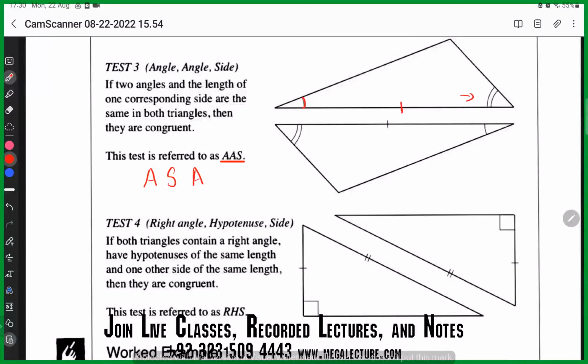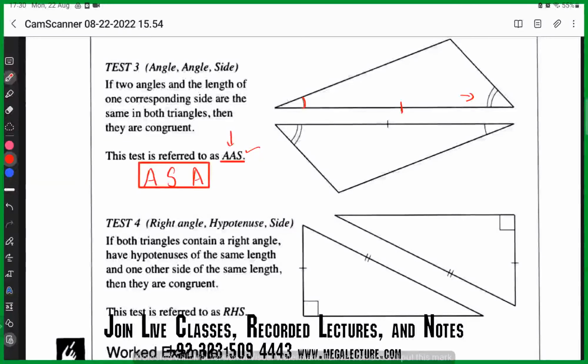So you can write it as AAS because we will practice questions and you will see that once the examiner asks, you would obviously need to tell which test exactly you have used, but you can write it as AAS, but for your reference, you can use this one. This would make more sense. Angle, side, angle. So two angles are same, then the side is same, and then the next angle is same.